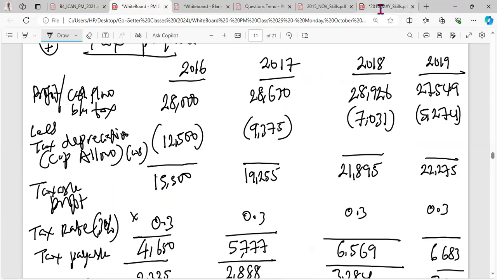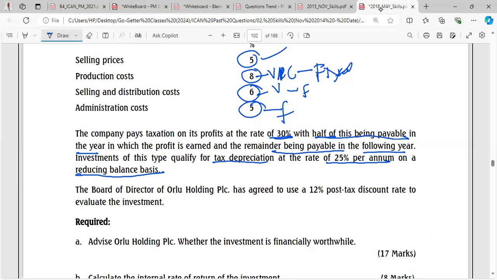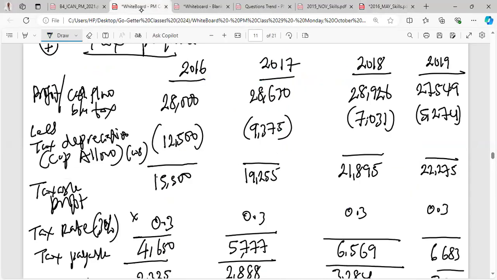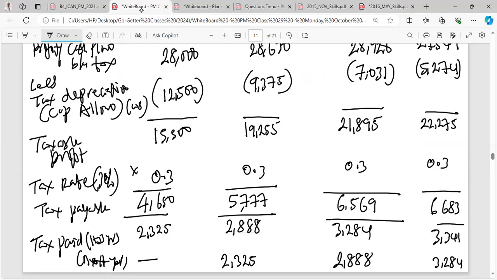We were told that our tax is at 30%. So this is the tax. When we multiply by 30%, this is the tax we are supposed to pay. But we are told that half of this should be paid this year. So half is paid this year. The remaining half will be paid next year. This is 2016. We are taking the remaining one to 2017.